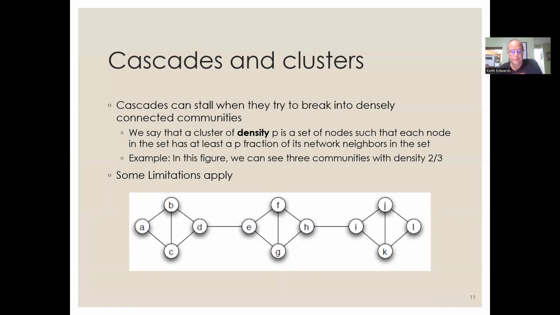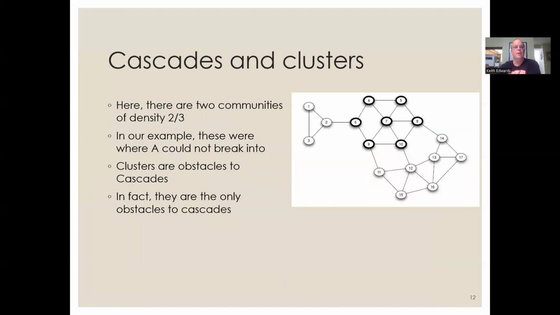On the other hand, it does not imply that 2 particular nodes in the same cluster necessarily have much in common. For example, in any network, the set of all nodes is always a cluster of density 1. After all, by definition, all your network neighbors reside in the network. Also, if you have 2 clusters of density P, then the union of these 2 clusters is also a cluster of density P. So there are some limitations to that.